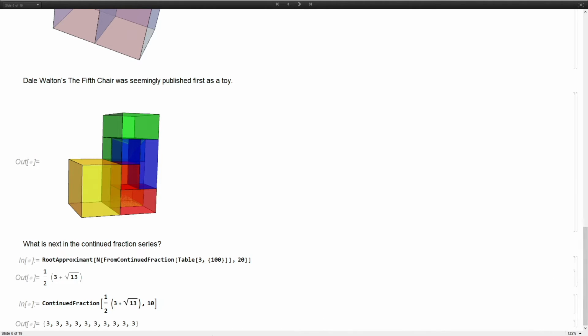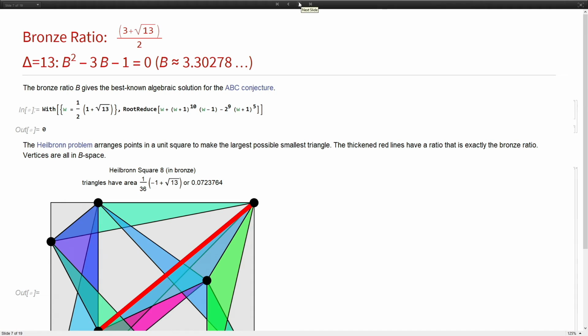So the next in the series, we've done the golden ratio and the silver ratio. The next we can actually solve, it's something based on the square root of 13. It is the bronze ratio, which is the best known solution for the ABC conjecture. If you look up ABC conjecture, you'll find that this is the best known example.